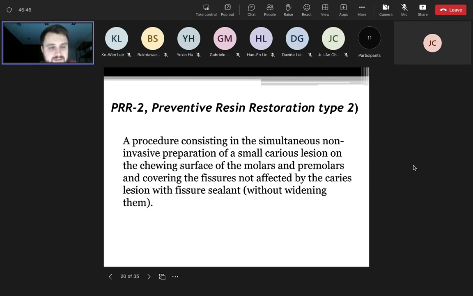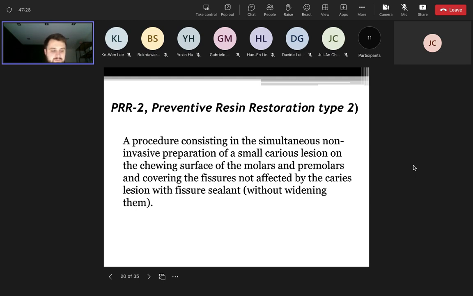PRR 2 is a little bit more complicated, but in this situation, we have small cavities located on the chewing surfaces of the molars and premolars. In this place, we prep the caries. We do a small filling, and after the filling, we open the fissures and secure them with sealant. So it is a connection between the PRR 1 and small cavity preparation.